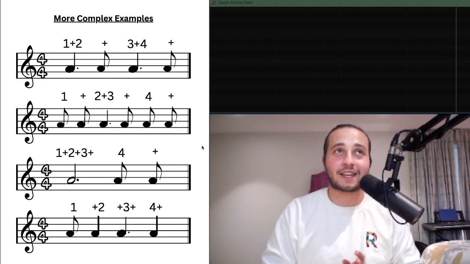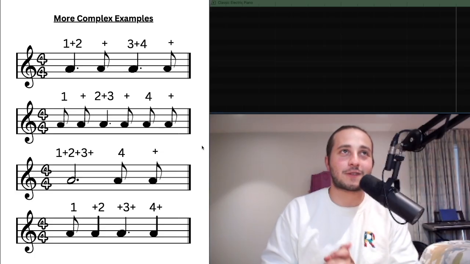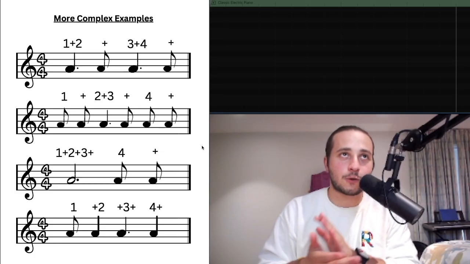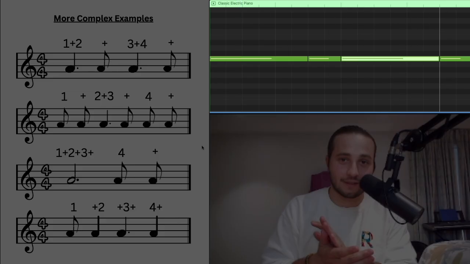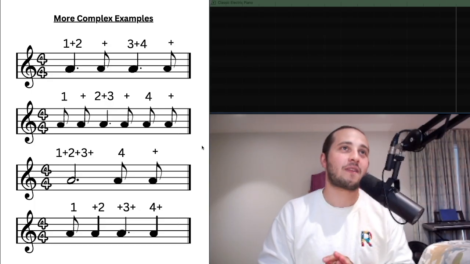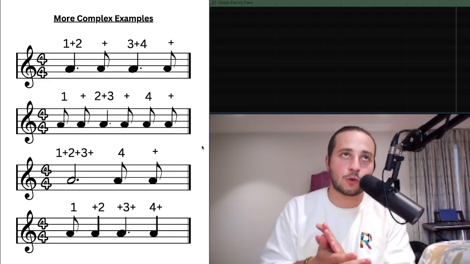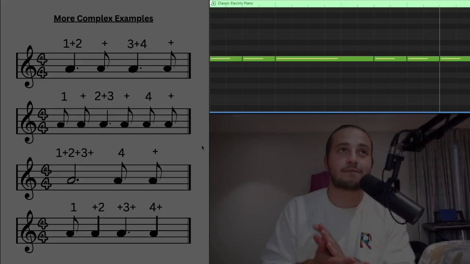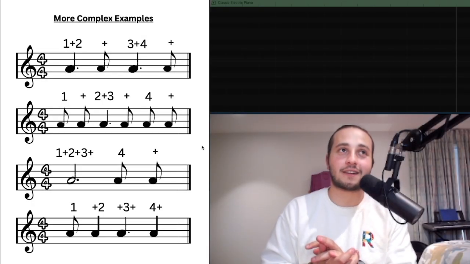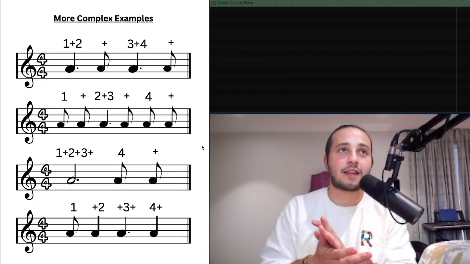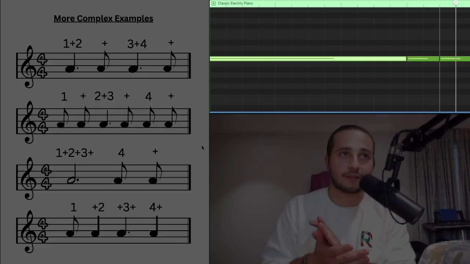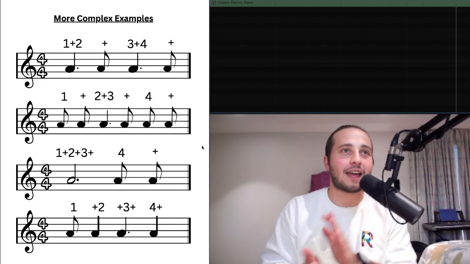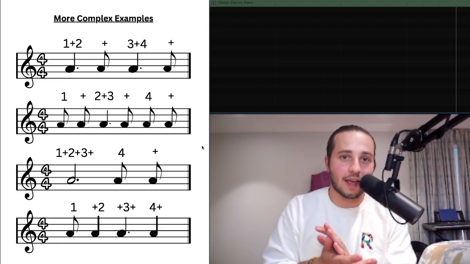Now let's get a little more complicated. This has some dots in there. So this is going to be 1 and 2 and 3 and 4 and. Next up, 1 and 2 and 3 and 4 and. A little more complicated. Next one. 1 and 2 and 3 and 4 and. And the last one. 1 and 2 and 3 and 4 and.